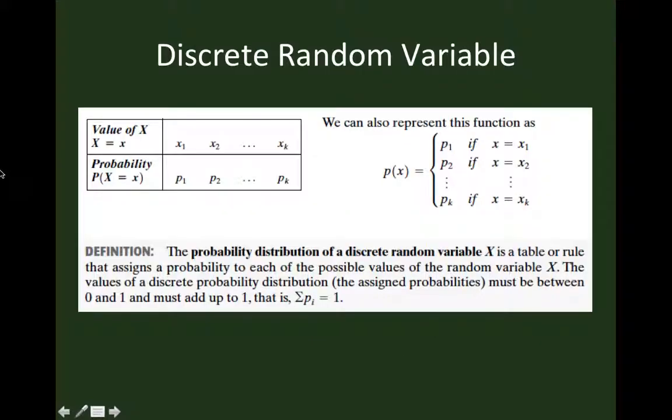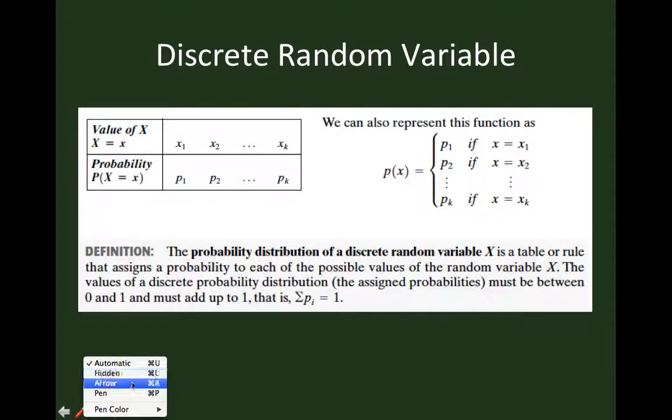Now, for a discrete random variable, we can represent our stick type graph, our frequency graph, or relative frequency graph, also in a table form. So the definition here is that the probability distribution of a discrete random variable x is a table or rule that assigns a probability to each of the possible values of the random variable x. The values of a discrete probability distribution must be between 0 and 1 and must add up to 1. In other words, the sum of all of these probabilities in the distribution has to equal 1.